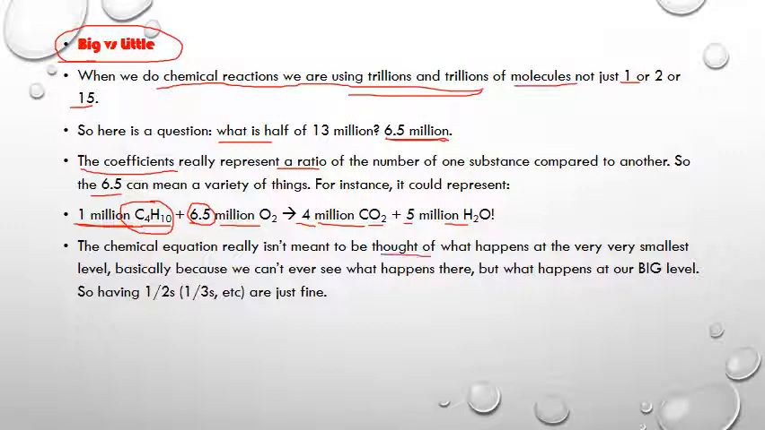Because when we do chemical reactions, we're never going to be down at the really tiny scale. In fact, we're not even really sure if this is exact, if this chemical reaction is exactly the way it looks. It starts out this way, it ends up this way, but we don't know what's going on down there. All we can do is look at what's happening in our real world. And what it means is we have one bunch of these, we'll need 6.5 bunches of these. We'll make 4 bunches of these and 5 bunches of these. So it doesn't matter if you use halves, thirds, quarters, etc., because they're just quantities.